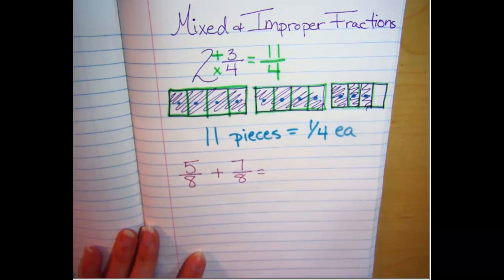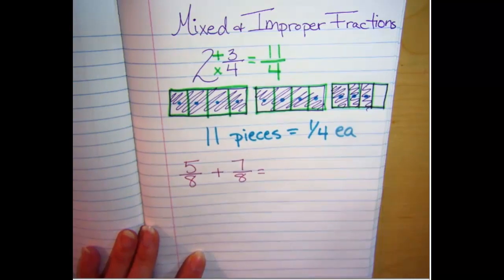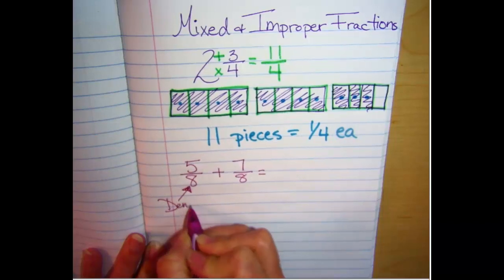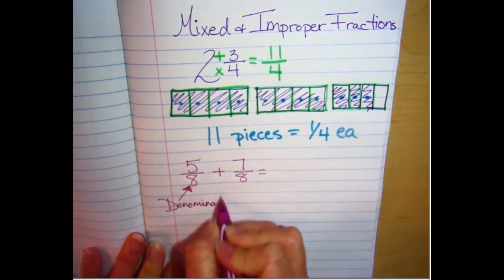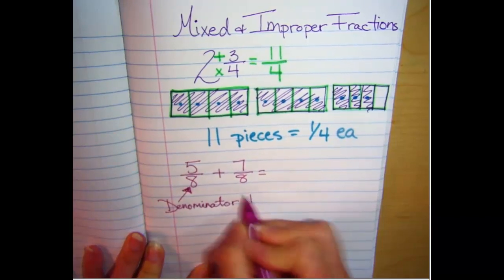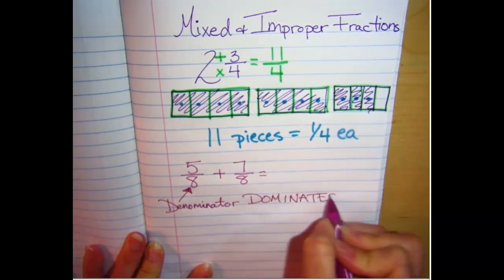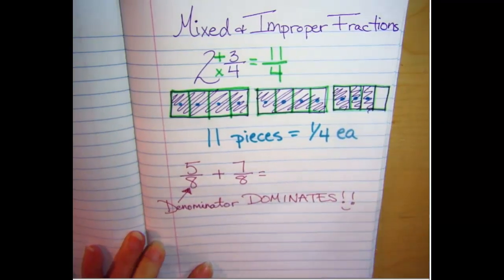So what would I add together? 7 plus 5. Yeah. Am I ever going to add the 8 plus 8, guys? No, no, no, no. We don't do that. That's what my 3rd graders used to do when I taught 3rd grade. We never add the denominators. I always tell kids to remember this: the denominator dominates. He always stays the same. We're not going to change him. Do not change him. He gets to stay just the way he is.